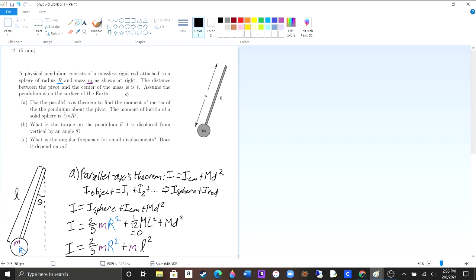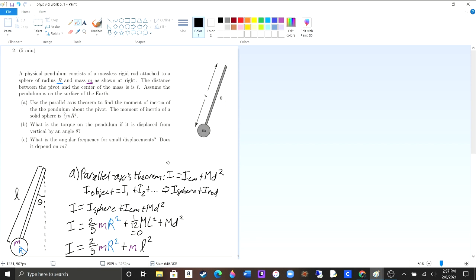So for part A, we use the parallel axis theorem to find the moment of inertia of the pendulum about the pivot, and the moment of inertia of a solid sphere is 2/5 times the mass times our radius squared. So the parallel axis theorem says that our inertia equals the inertia at the center of mass plus the mass of the entire thing times our distance squared, which would be L.